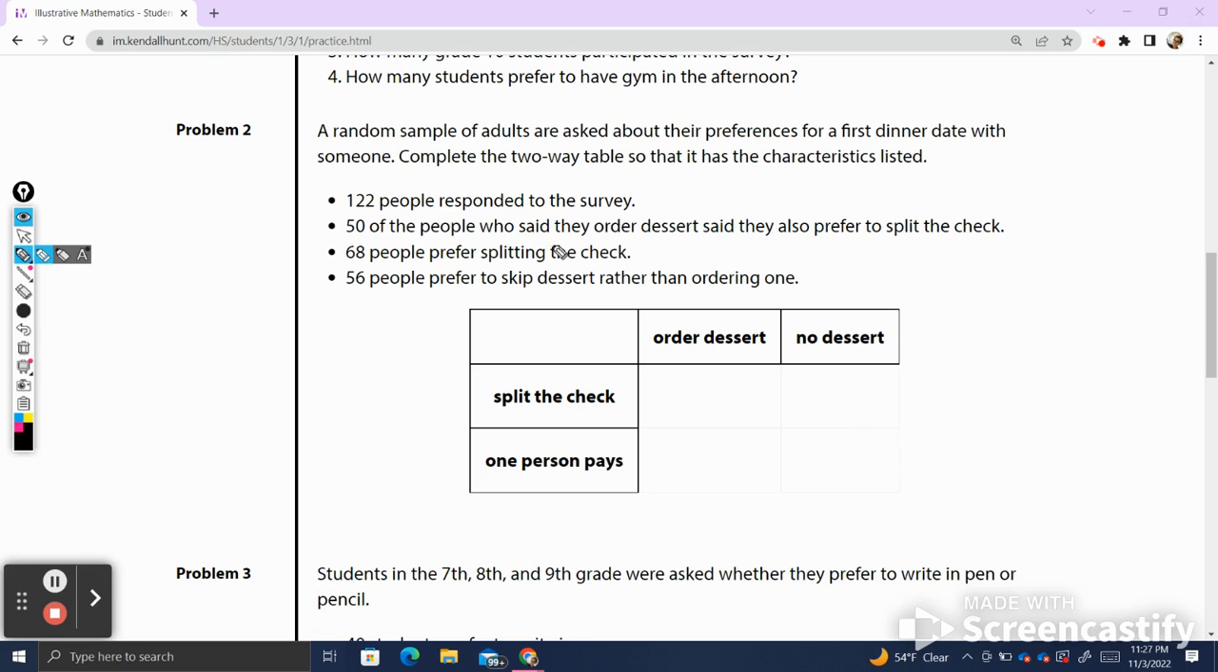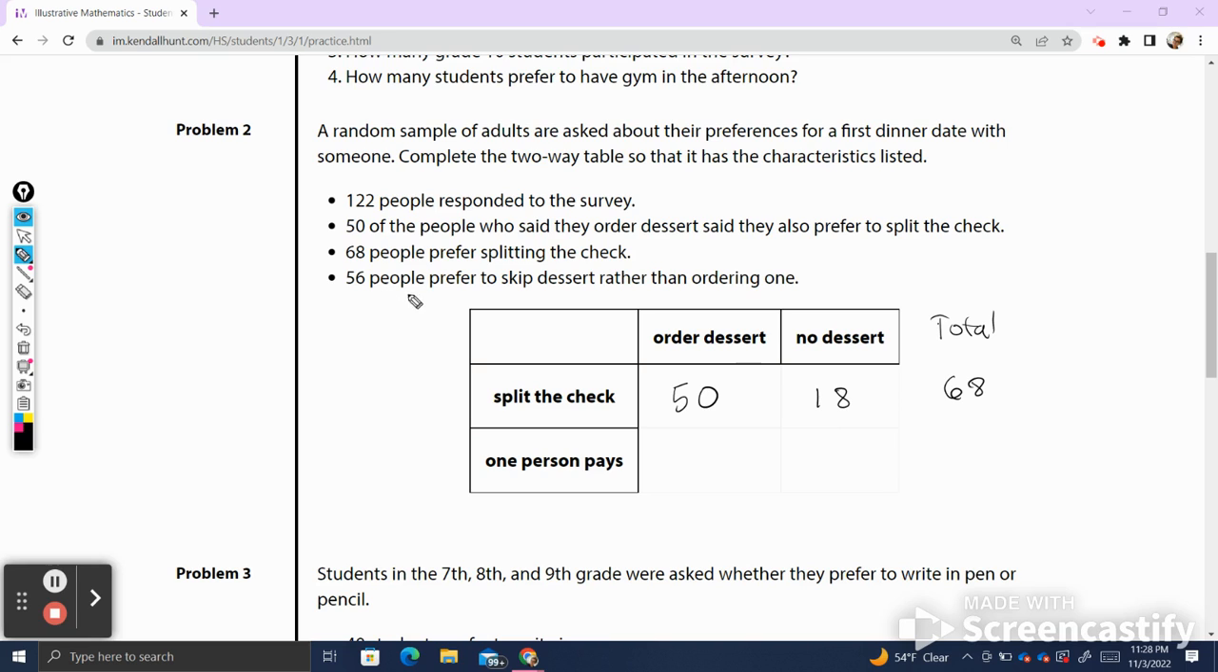So 50 of the people who said they ordered dessert said they also prefer to split the check. So let's go ahead and say 50 who ordered dessert prefer to split the check. That's going to go right here. We know we have a total number of 68 people who prefer splitting the check. I'm going to put my 68 over here for the total column above. If 50 prefer to split the check, we can say 68 minus 50 is 18. So the 50 order dessert and 18 do not.